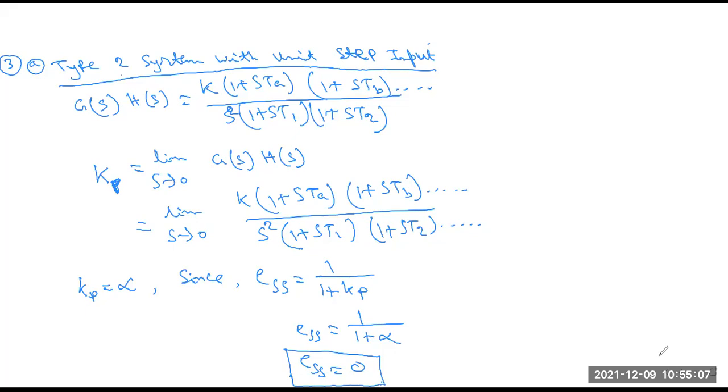Next, that is B, that is type 2 system with unit ramp input function.